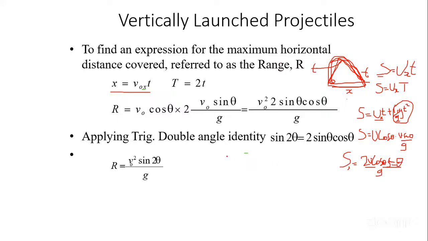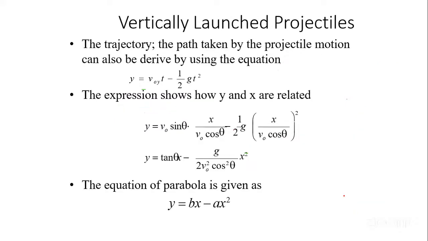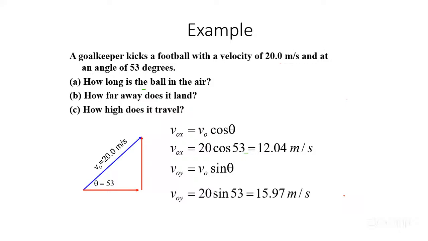So in trig function, a double angle, which is 2 sine theta cos theta, is equal to sine 2 theta. So we have our S is equal to u square sine 2 theta over g. So this is our range. And so with this, you should be able to solve problems that have to do with projectile.